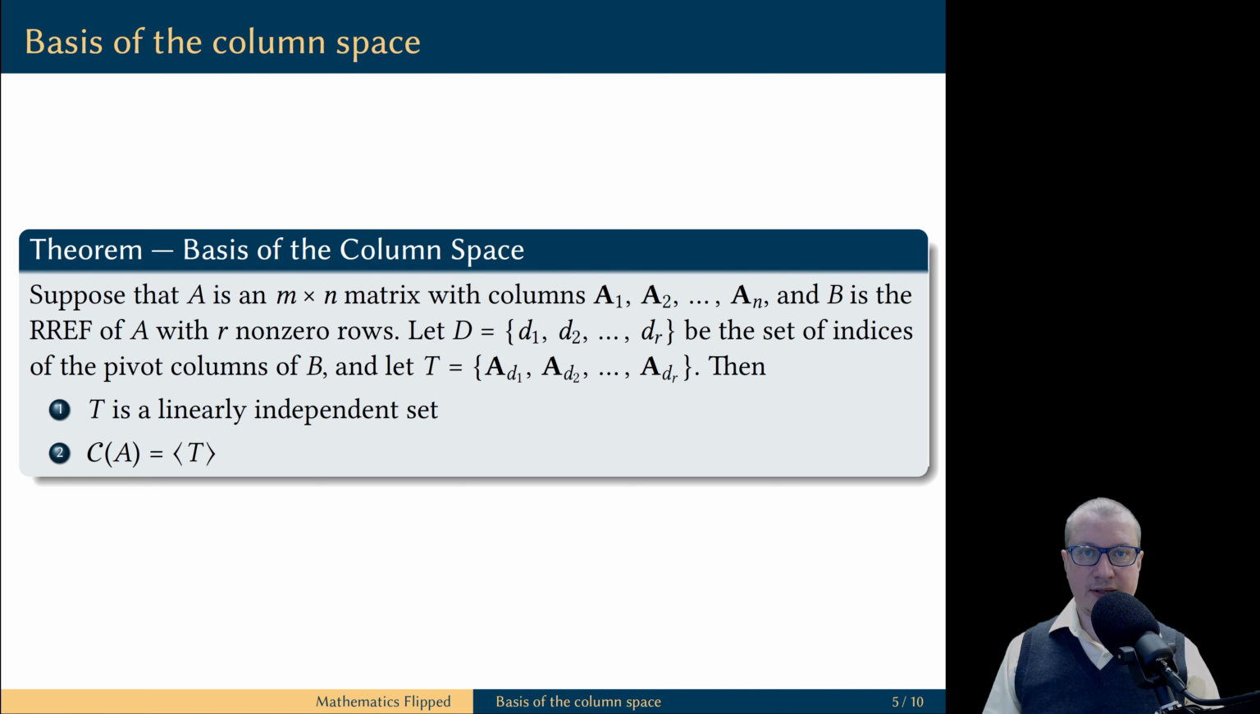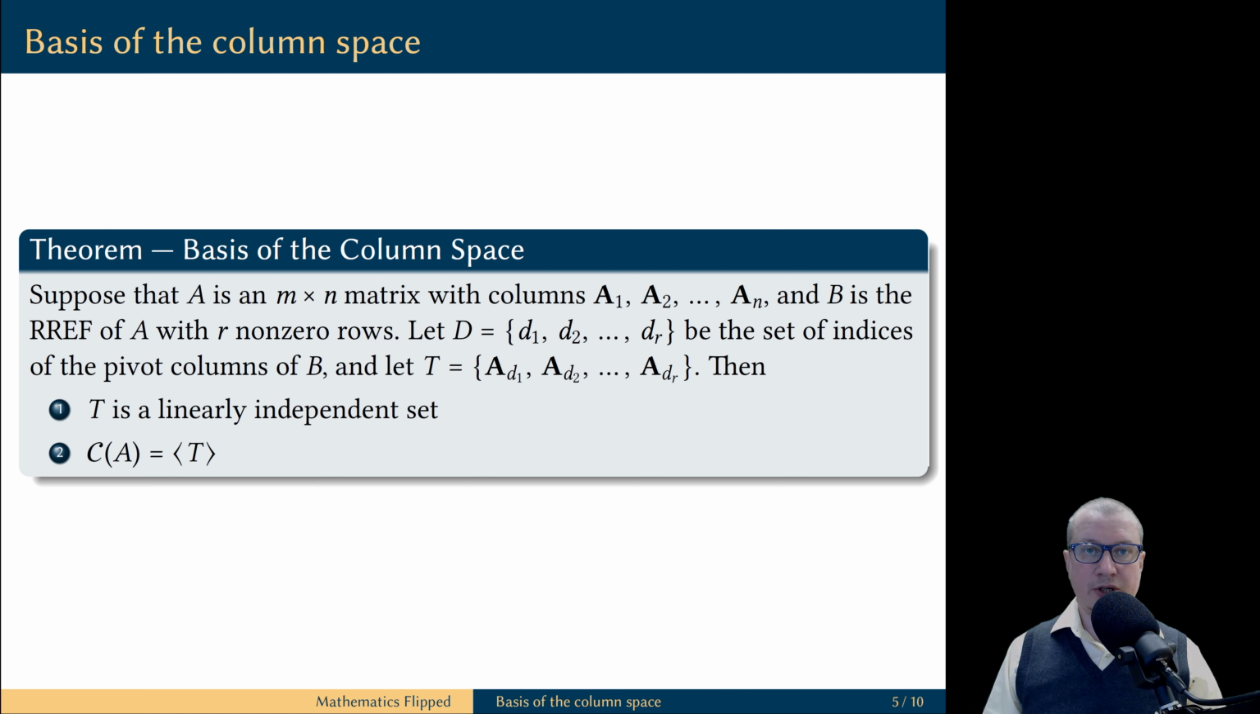So let's summarize this finding. Suppose we have an m×n matrix A and we denote its columns by vectors a1, a2 through an. Let B be the reduced row echelon form of the matrix A, and let's suppose it has r non-zero rows. Then we look at the indices of the pivot columns in the reduced matrix, matrix B, and we take the same columns in the original matrix A. Then this set of columns of the matrix A is linearly independent. Moreover, it spans the column space of the matrix.